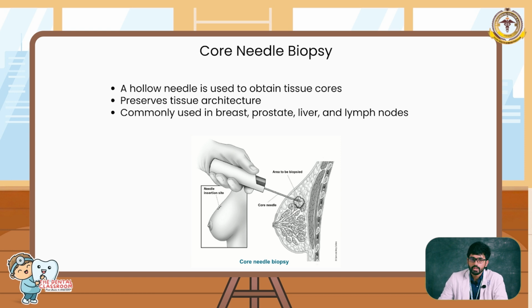It also provides us the architecture of the tissue, which is more accurate than an FNAC, and this tissue can be subjected even to hormonal studies in case of breast carcinomas. It is usually used in breast, prostate, liver, and in lymph nodes.